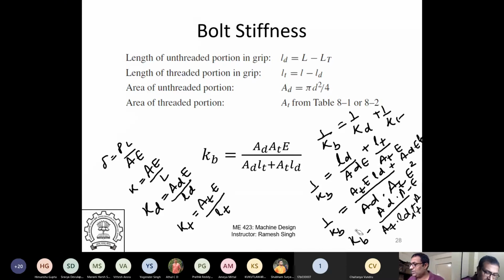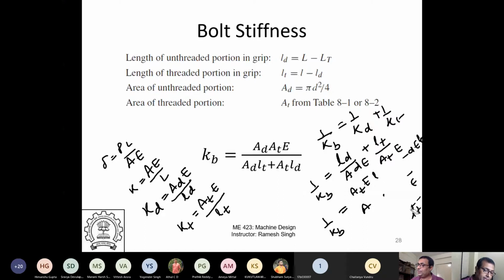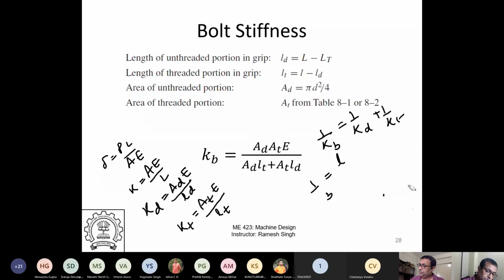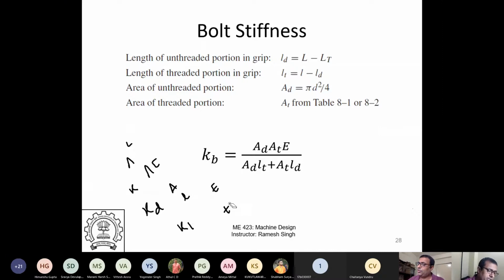Okay, this pretty much we had discussed in the last class. So I will let it be here, and then we go from this to the other thing. So this is how you compute the bolt stiffness.